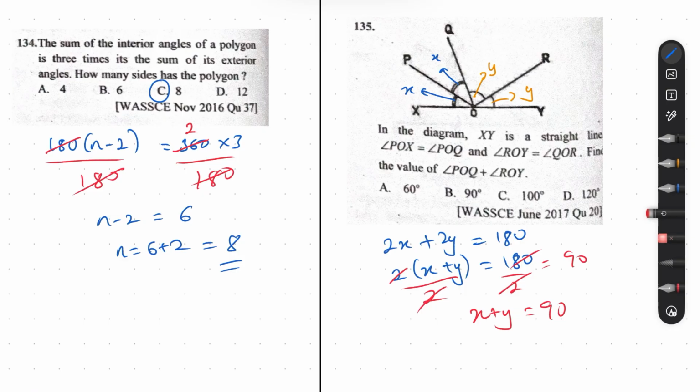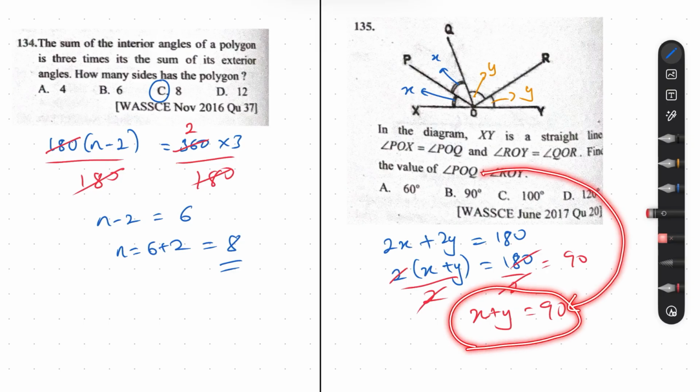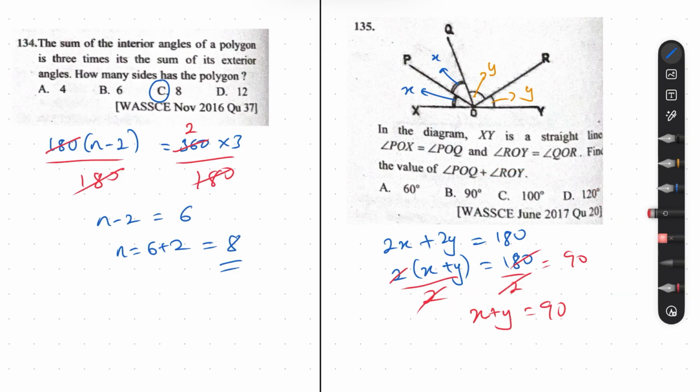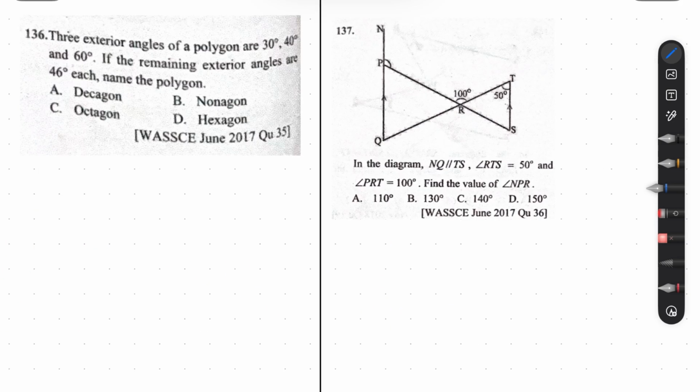But the question says we should find angle POQ, which is this, which is x, plus angle ROY, which is y. So x plus y is what we are supposed to find. But we have x plus y here to be 90. So the sum that you are looking for is the same as x plus y. So our answer will be 90. So our answer is B. Cool. Let's move on to question 136.